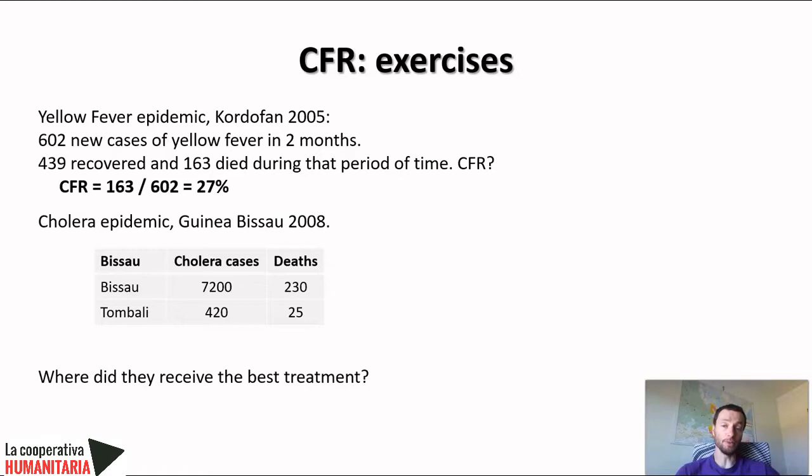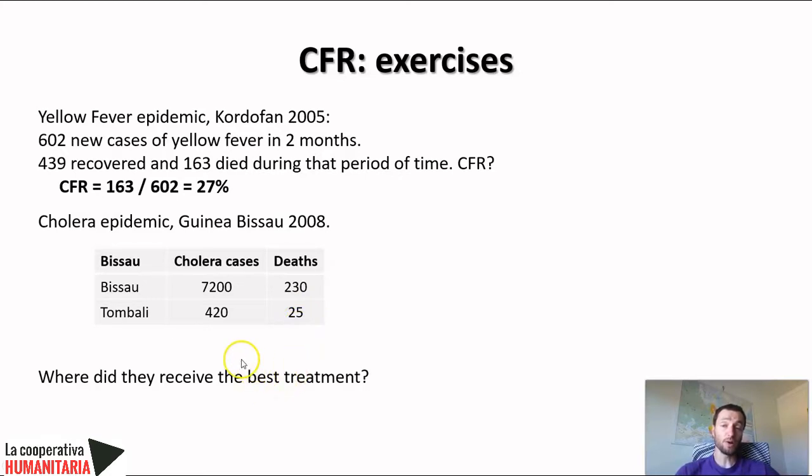We're going to have another example. So we have a cholera epidemic in Bissau, 2008. We have 2 villages, Bissau with 7,000 people living in there, and Tombali, 400 people. 230 deaths in Bissau, 25 in Tombali.